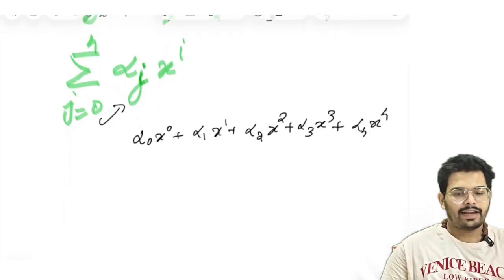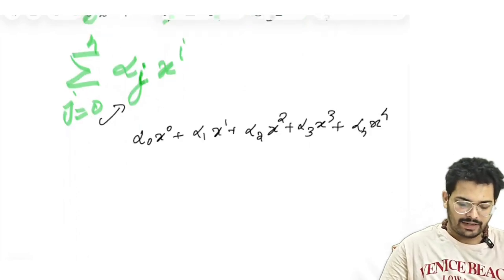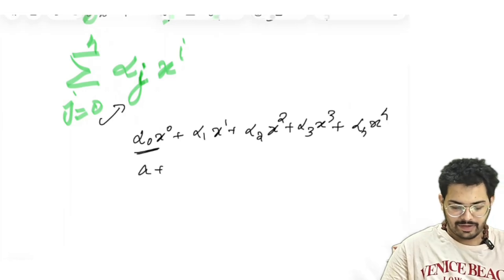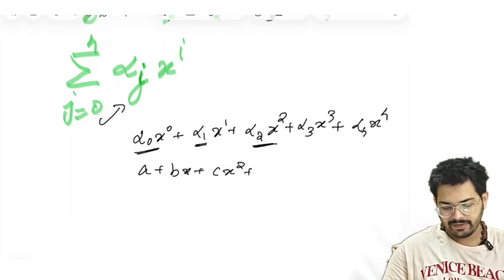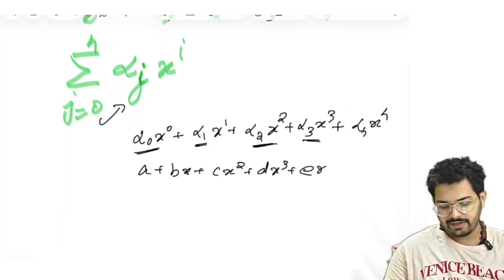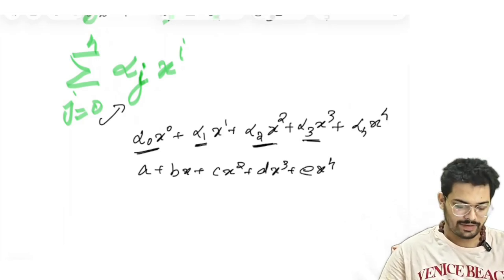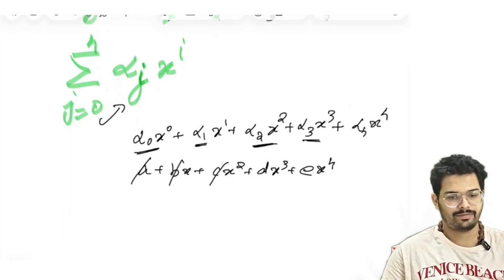When you use a different letter instead of this one, a, b, c, then you will get a different notation. That is, when you put alpha 0 as a, plus, when you put alpha 1 as b, bx plus, when you put alpha 2 as c, cx square plus, this will be dx cube plus ex raised to 4. Every time we used to use different notations, that's all.